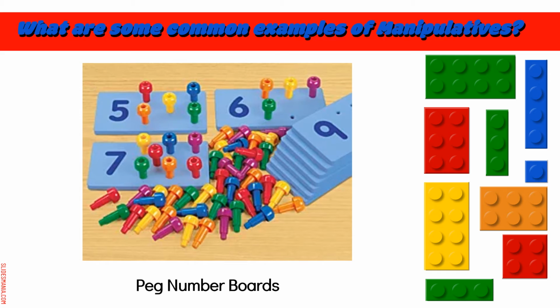Some very basic peg number boards. Again, children are learning how to count, and the best way to learn how to count is through counting actual physical concrete objects. So in the board with the numeral 5 on it, the child counts out 5 pegs and puts them in there. So learning how to count and learning how numerals match up with the number that you've counted.